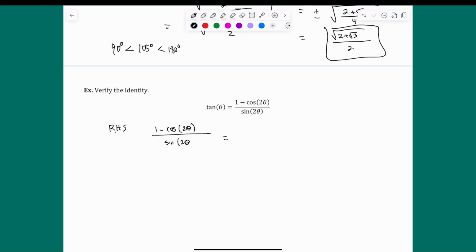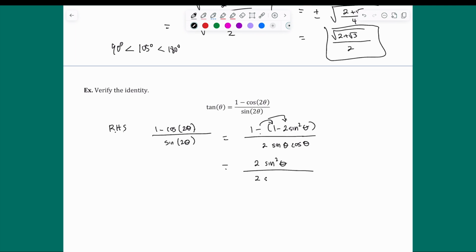Alright, so we're going to go ahead and use the formulas that we just learned for the double angle for cosine. In particular, I'm going to use the 1 minus 2 sine squared of theta for the cosine 2 theta. And then sine of 2 theta, we know that's 2 sine of theta cosine of theta. Alright, so now notice that when you distribute the minus sign, you have 1 minus 1, so that's 0. And then a negative times a negative makes a positive 2 sine squared of theta all over 2 sine theta cosine theta.